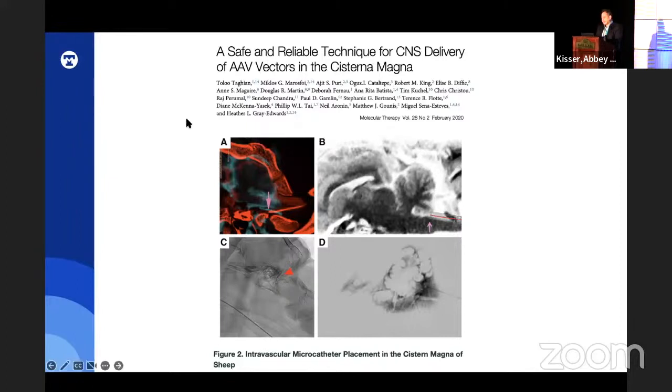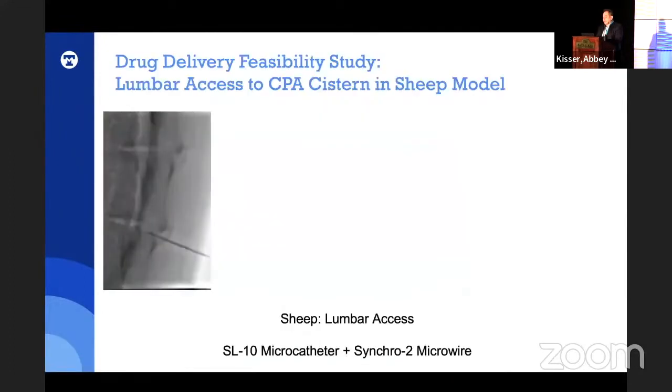This is a very nice study by Matt Guinness' group and Heather Gray at UMass, where they demonstrate going from a lumbar approach in the sheep model with a microcatheter all the way up to the cisterna magna for delivering a gene therapy. So we set out to see if we can get to the cerebellopontine angle cistern using the same sheep model with a microcatheter technique. A lot of this work, and the whole concept of traveling from a lumbar puncture, was previously described or espoused by Phil Purdy.